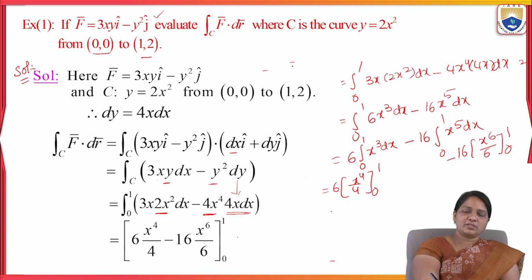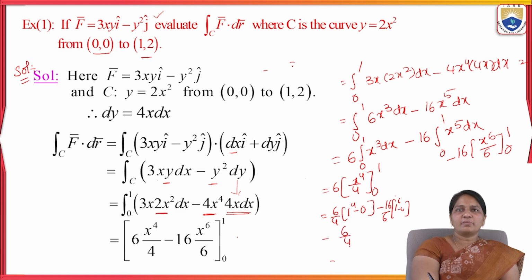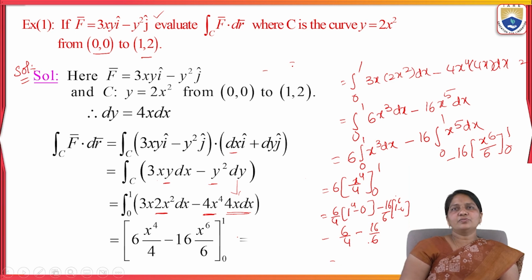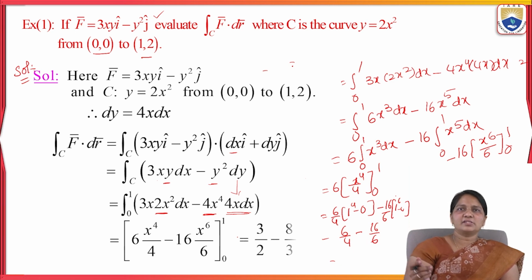Now we are replacing the limits here: 6 by 4 into 1 power 4 minus 0, minus 16 by 6 into 1 power 6 minus 0. Finally, this value is 6 by 4 minus 16 by 6. When you are simplifying this, 6 by 4 is nothing but 3 by 2, and 16 by 6 is nothing but 8 by 3.